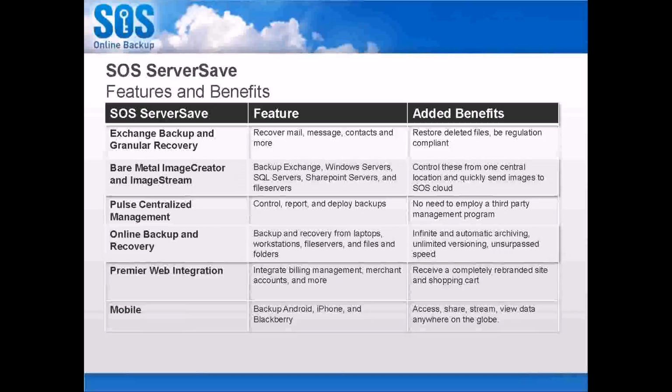Bare metal image creator. Image creator is what you install on the servers and lets you select the volumes that you want to create images of, and then you point the destination to your staging machine. Your staging machine is where you're going to have ImageStream installed. ImageStream is designed specifically to get large files, so these images, and large file sets, so file servers with millions of files, off-site in a way that's viable for your business, so that it doesn't take you down for months at a time, and so that you can actually get those images off-site.